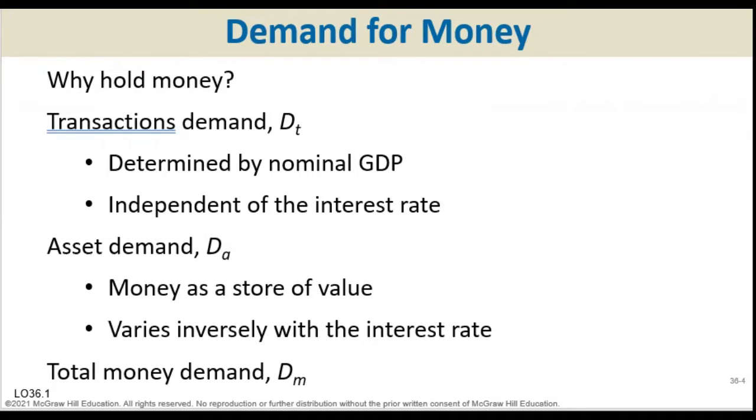The other one is D sub A, which is the asset demand for money, money as a store of value, and that is inversely related to the interest rate. The total demand for money is the sum of the asset demand for money and the transaction demand for money. People hold money for many reasons. One of the reasons is that it is convenient to have money available to purchase necessary goods and services, and that is referred to as the transaction demand for money, what we call D sub T.